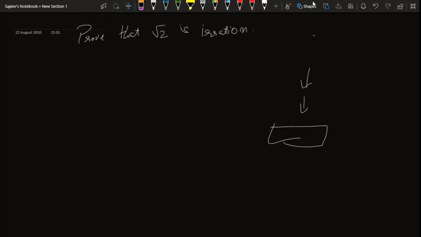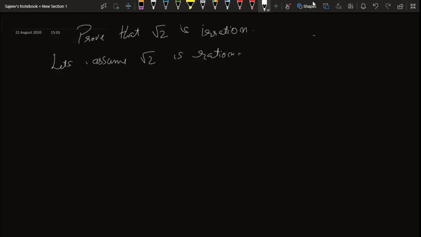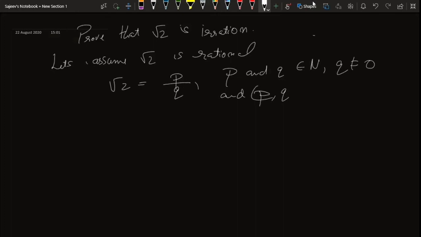Okay, so let's assume root 2 is rational. What is the specialty of a rational number? It can be expressed as p by q, where p and q are integers, q not equal to 0, and p and q are coprime, that is their HCF is equal to 1.